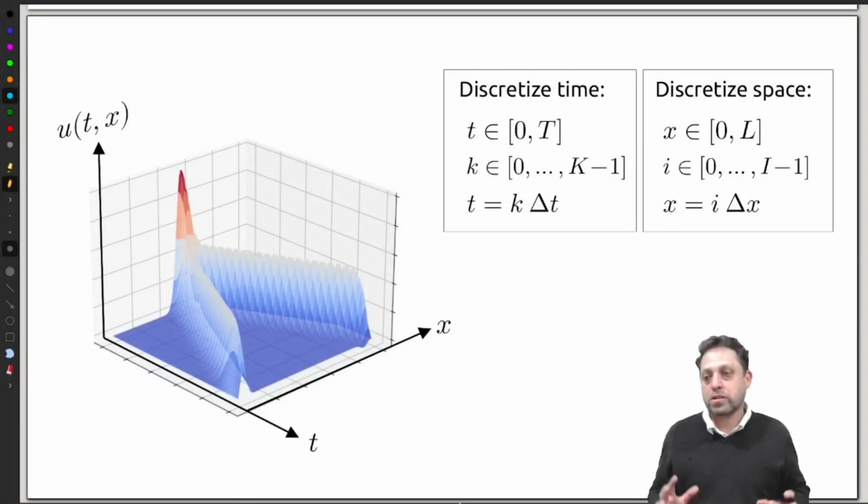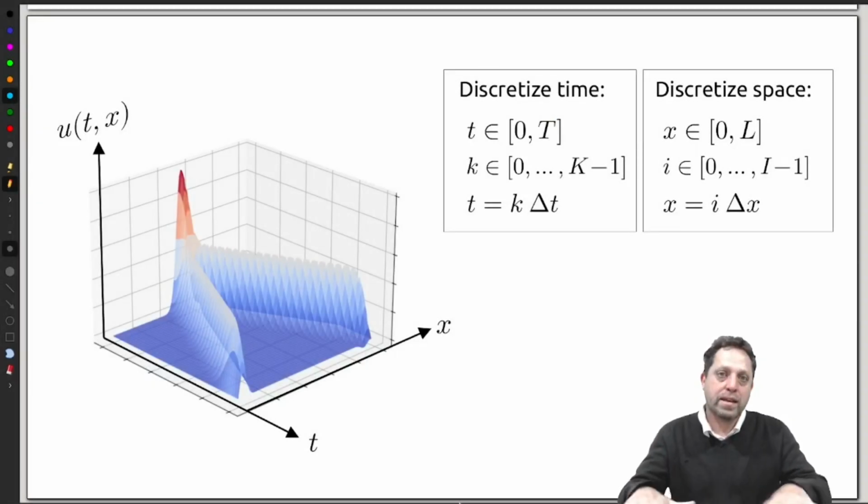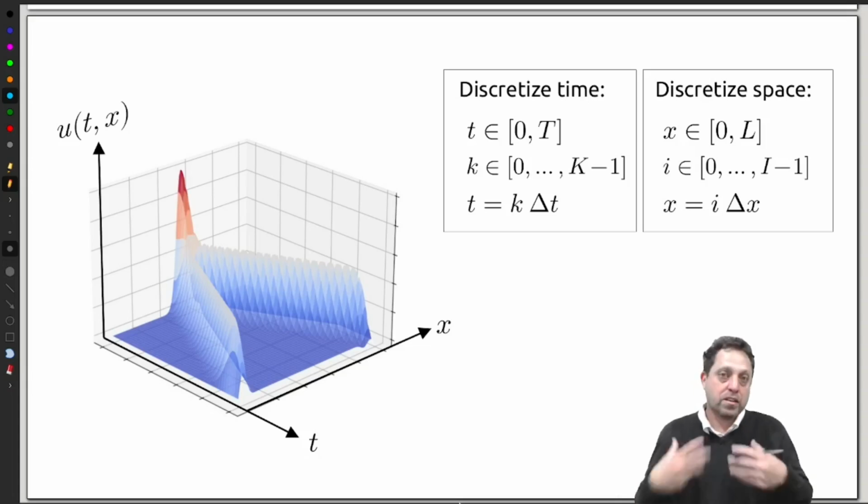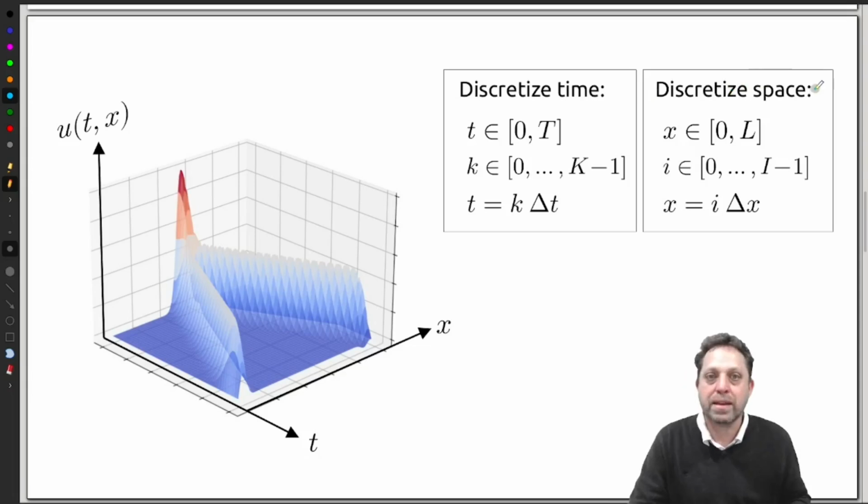To compute our solution, we are going to need to overlay the tx plane with a mesh or a grid of points. And to do that, we need to first discretize time and discretize space. So let's start with time.